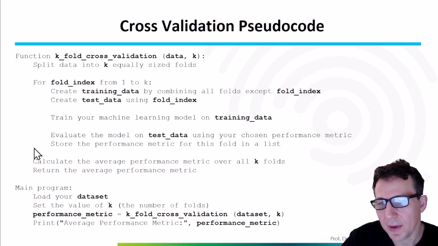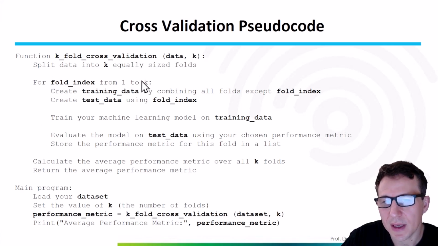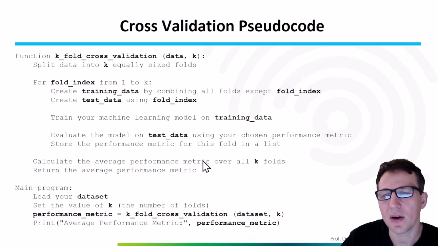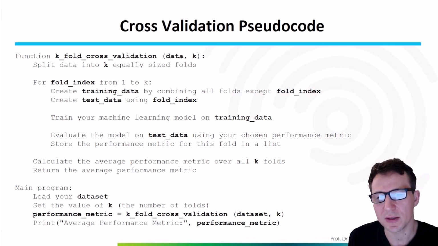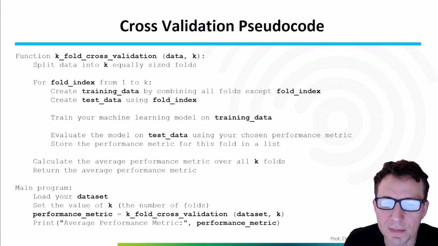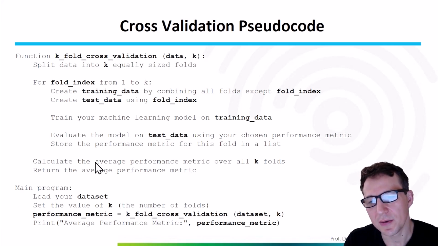So at the end of the loop, after you have done this 10 times, you calculate the average performance over all k folds. You might also calculate the standard deviation to see how much the performance evaluations of the single folds vary, which is also kind of important information. And then you return the average performance.